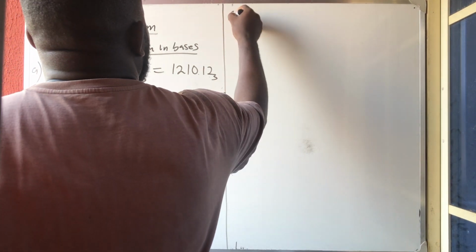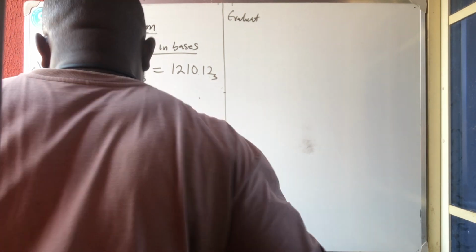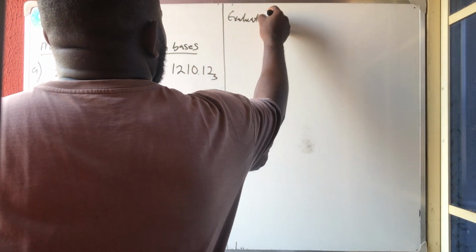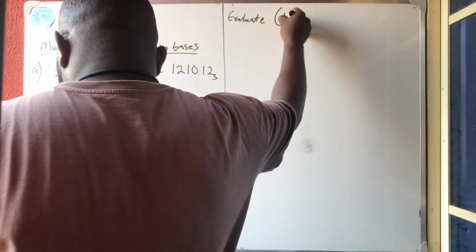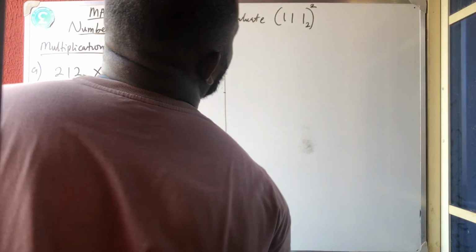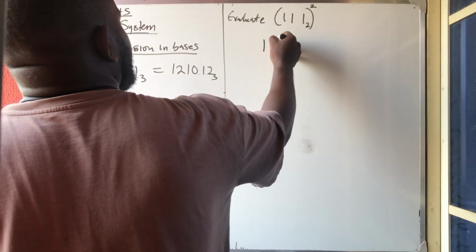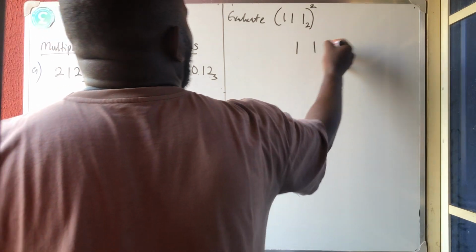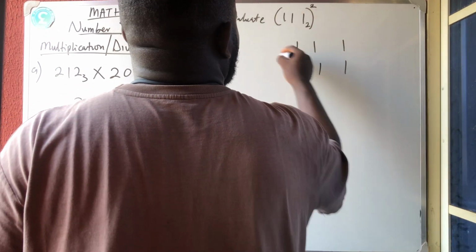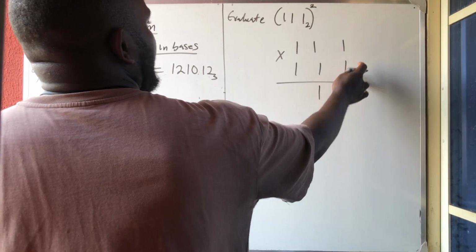They said evaluate 111 base 2 raised to power 2. Okay? Very simple. Anything raised to power 2 means that you times it by itself. So I have 111 times 111. The same method, 1 times 1, 1. 1 times 1, 1. 1 times 1, 1.